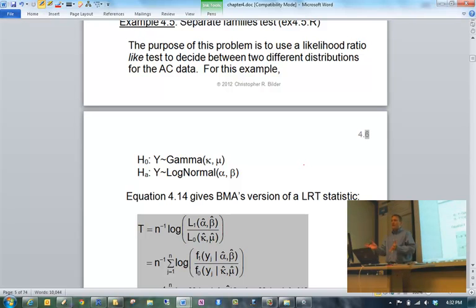So we're going to work with the air conditioning data once again. And we're going to basically do a likelihood ratio like test to make a decision. The decision is between two different distributions. Null hypothesis: y is gamma. Alternative hypothesis: y is log normal. Seems like a reasonable thing that someone would want to investigate.